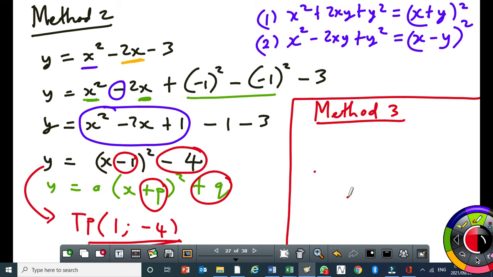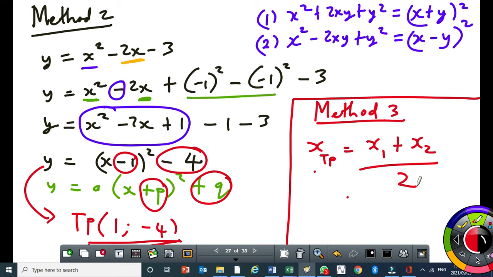So, method 3: you can also use the x-intercepts. The x value at the turning point, please add this somewhere, is going to be equal to x1 plus x2 all over 2. It's like the x value at the turning point is at the midpoint of the two x-intercepts. So that is method 3.